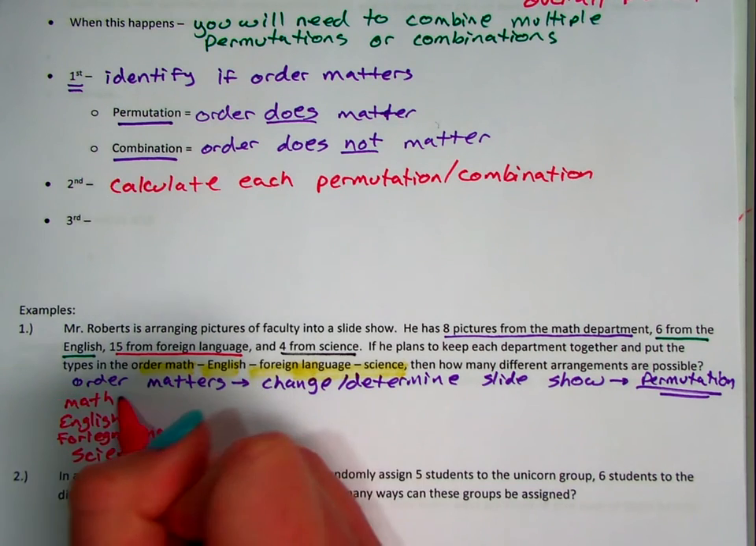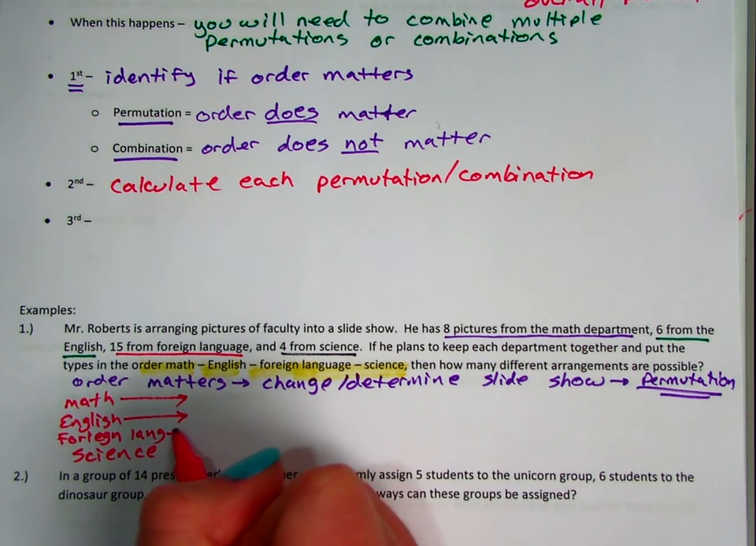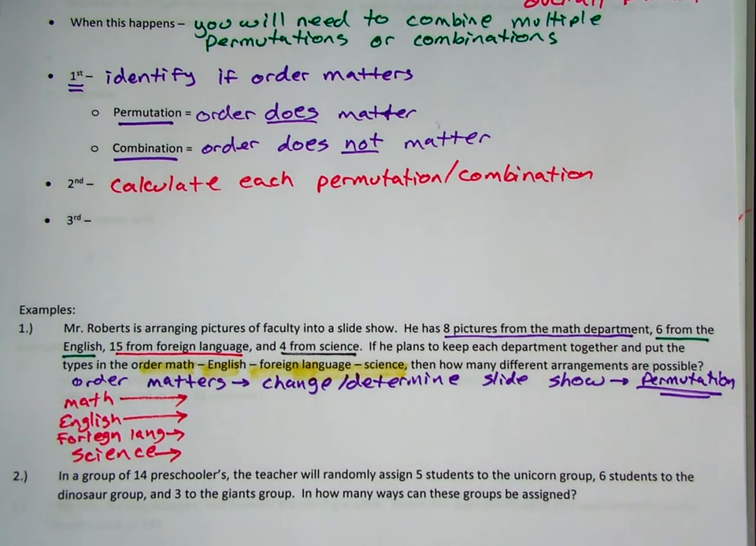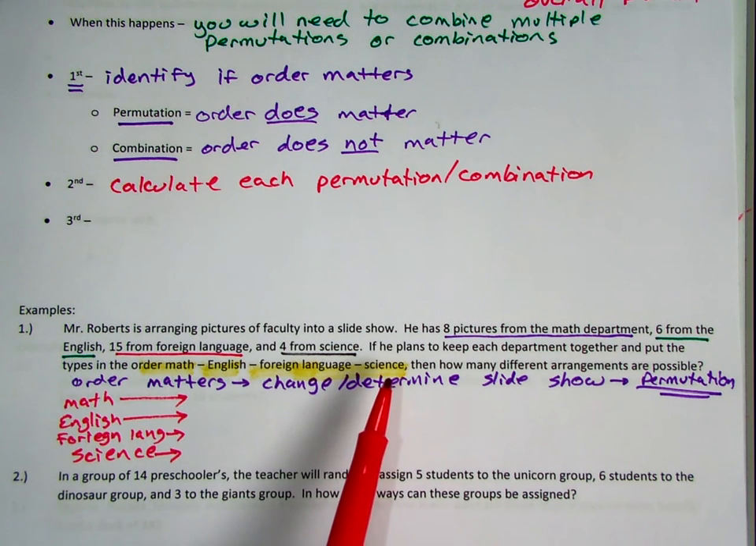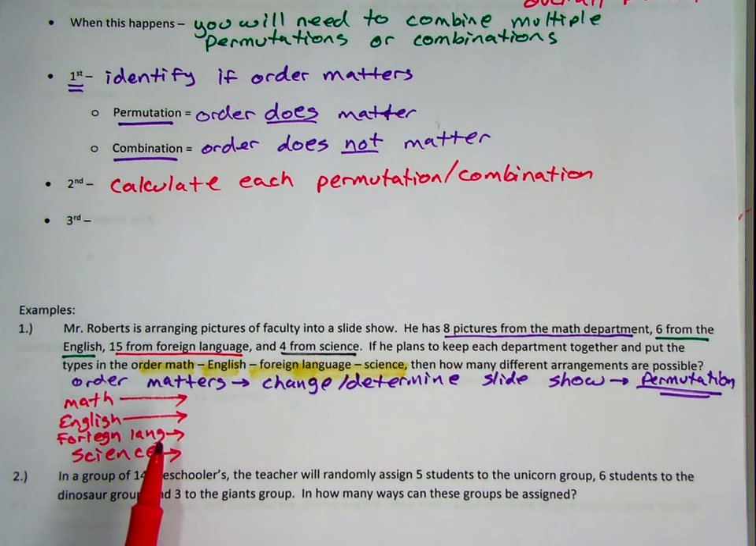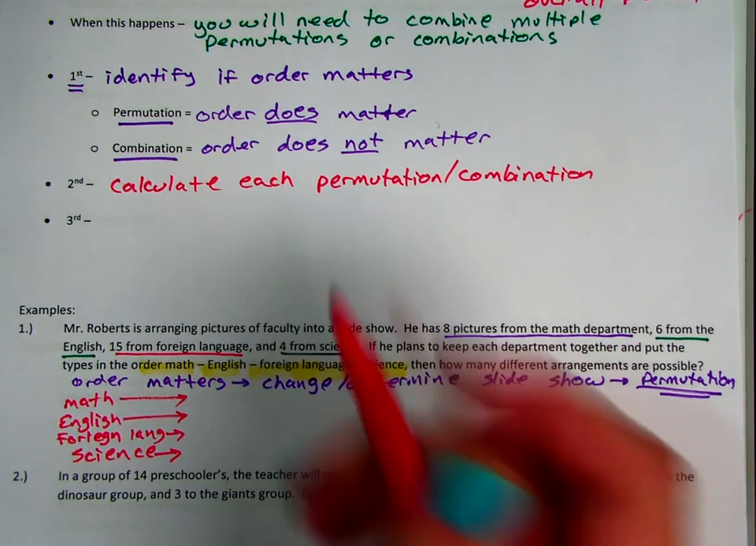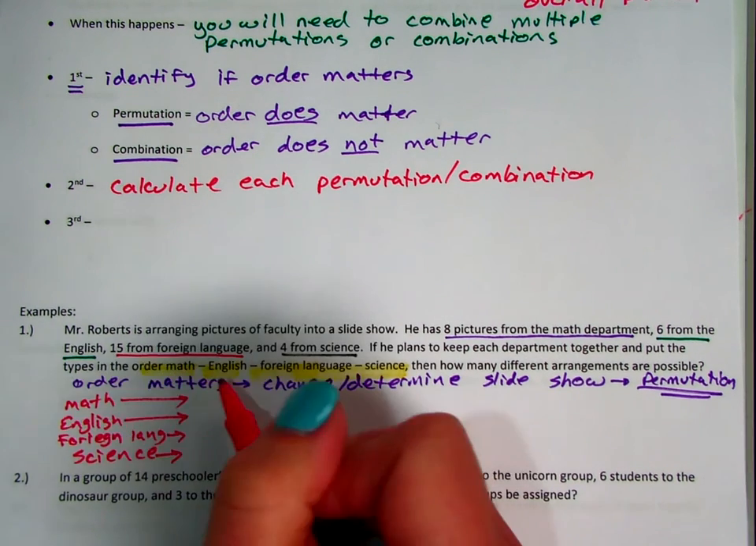So we're going to start out with that, and we're going to find a permutation of each one of those, because we're not combining the math with the English, with the foreign language, with the science. They're just doing math, then they're just doing English, then they're just doing foreign language, then they're just doing science. So we're going to look at these as each separate and calculate the ways that those can each be ordered together.